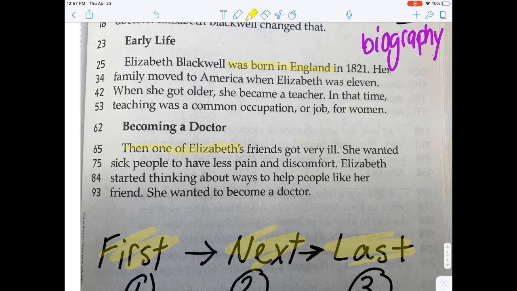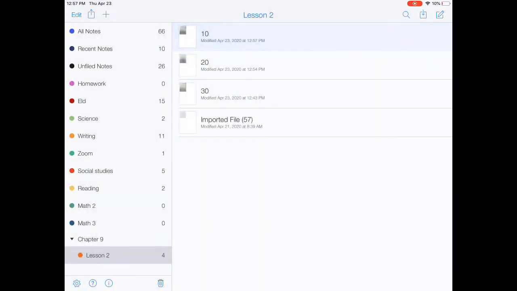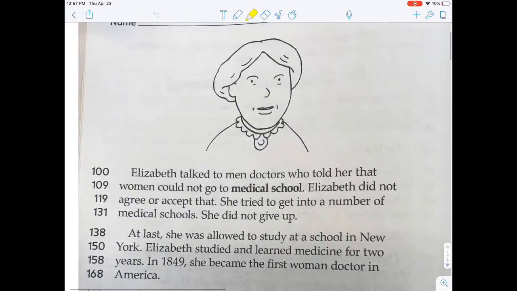Then, one of Elizabeth's friends got very ill. She wanted sick people to have less pain and discomfort. Elizabeth started thinking about ways to help people like her friend. She wanted to become a doctor. There's a picture.